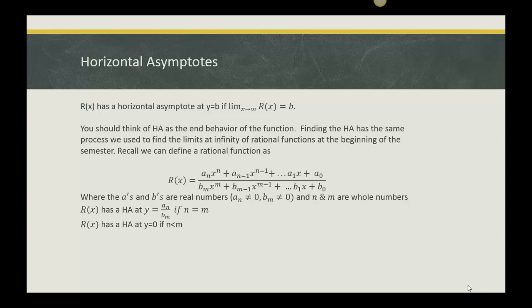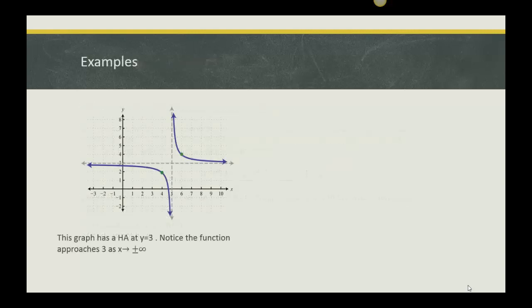R of x is going to have a horizontal asymptote at 0 if n is less than m. So here, when the denominator is bigger than the numerator, then the asymptote is going to be at 0. And then the last case, there's no horizontal asymptote if the numerator is a higher degree than the denominator. So when they're equal, I do leading coefficients. When the bottom's bigger, it's 0. When the top is bigger, there's none.